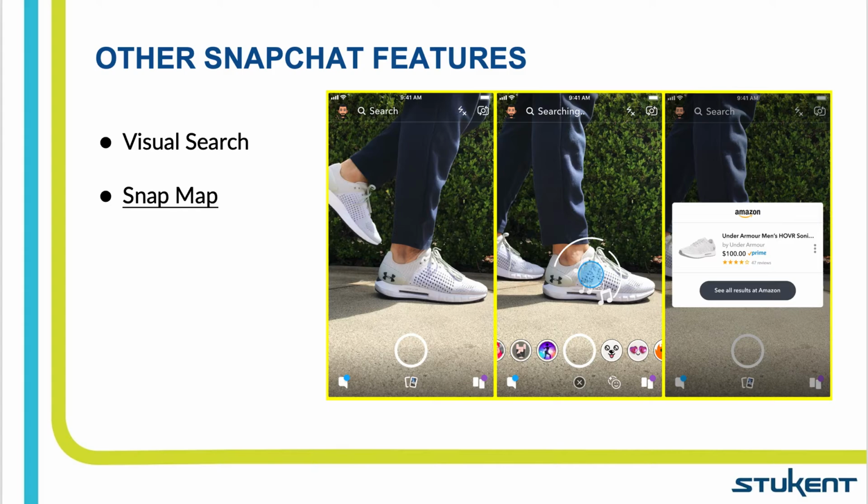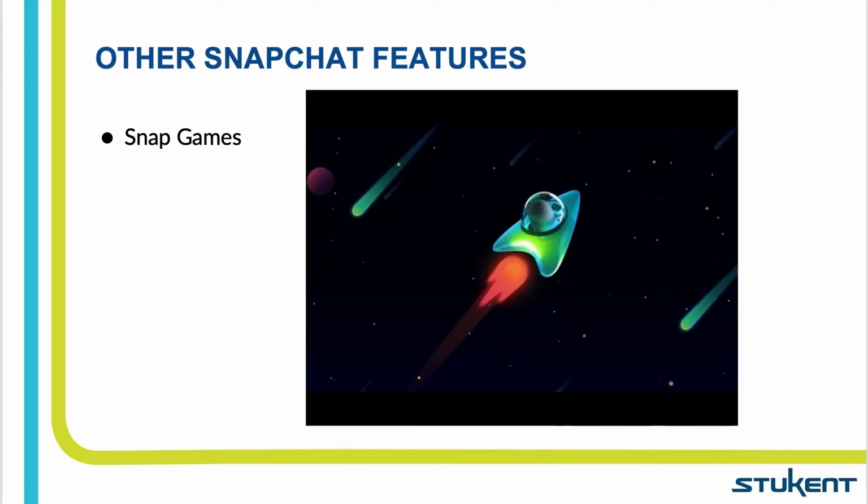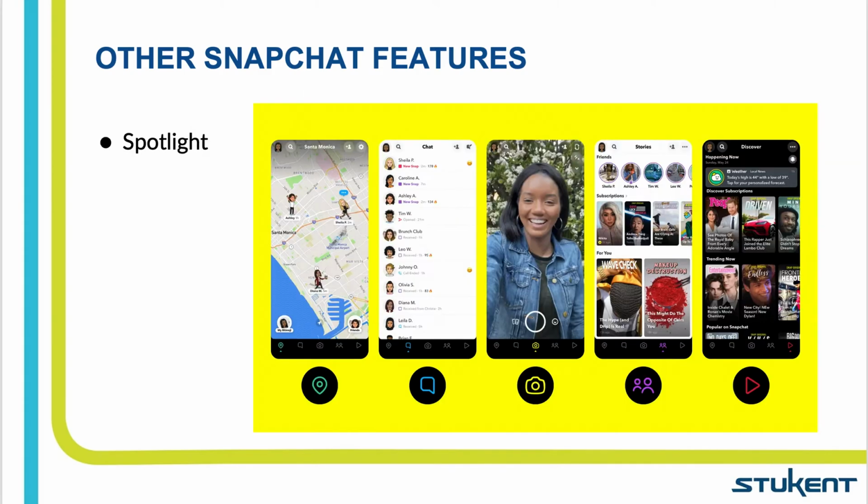You can click on that picture and boom, Amazon pulls up. Look at that. It's a wonderful time to be alive. Other Snapchat features, you can have cameos. Cool story, bro. And you can play games. People love games. They hold their phones. They love it. Snaps have a spotlight where you can figure out where your friends are.